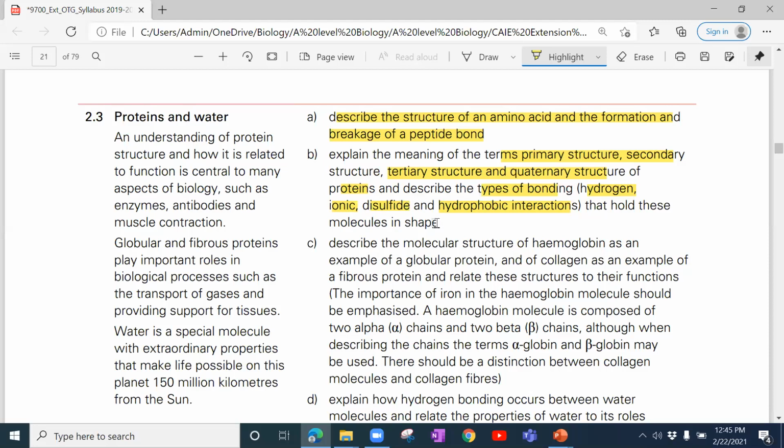And we have to talk about the molecular structure of hemoglobin as an example of globular protein, and collagen as an example of fibrous protein. Okay, so hemoglobin and collagen are the two examples, and relate these structures to their functions. And in this case, they are saying the importance of iron in the hemoglobin molecule should be emphasized. So we'll talk better about these alpha and beta chains as we discuss that. So let's go through proteins then.